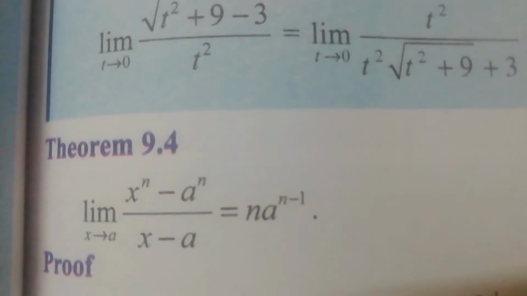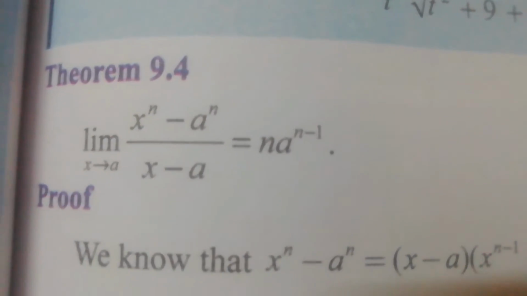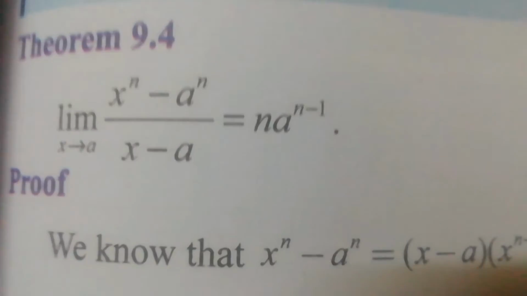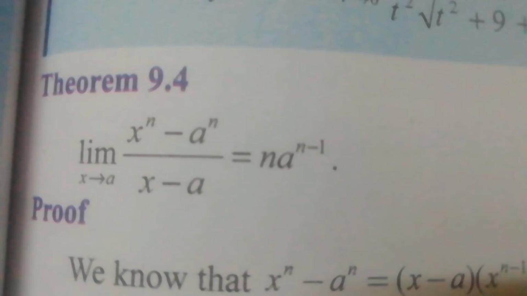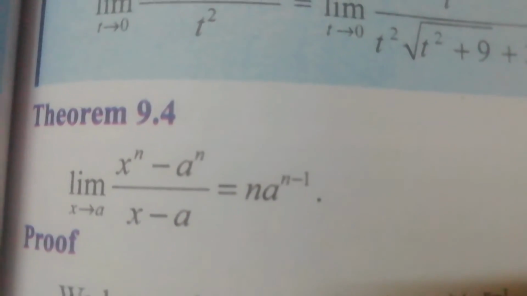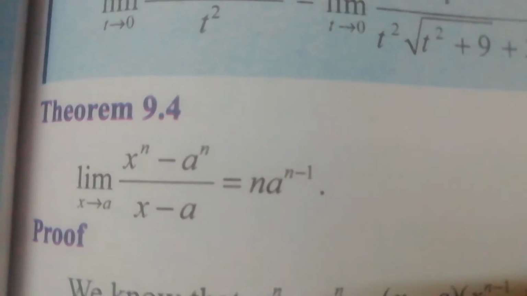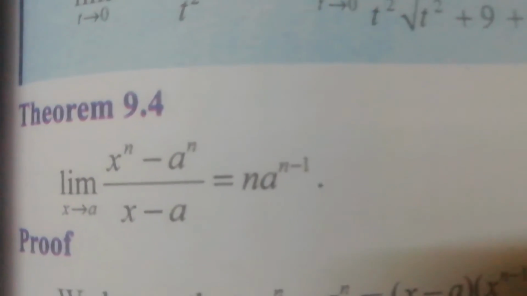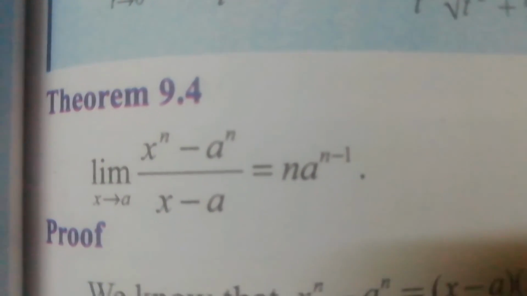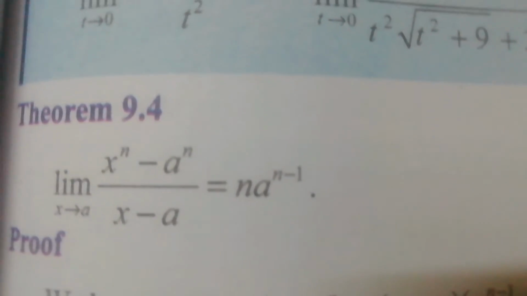0 by 0 and infinity by infinity is called an indeterminate form. In the mathematical field they won't accept this type of answer. 0 by 0 and infinity by infinity is called an indeterminate form of mathematics. So in this case also, limit x tends to a of (x power n minus a power n) divided by (x minus a) is a 0 by 0 form, but we get the answer n into a power n minus 1.